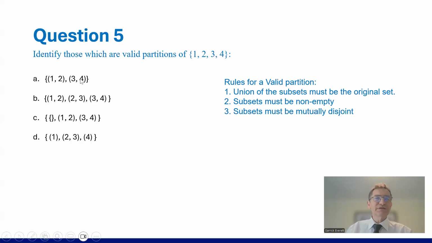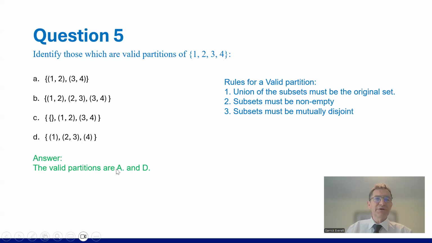So the union of the subsets, the union of these two, must be the original set. Tick. Subsets must be non-empty. Well, that's going to wipe out C, isn't it? You can't have the empty set in a partition. Subsets must be mutually disjoint. Well, that's going to wipe out B, because here you've got 2 and 2. They're not disjoint. The other ones, A is correct, and D is correct.